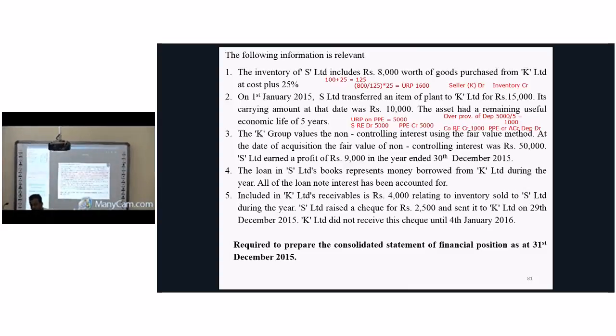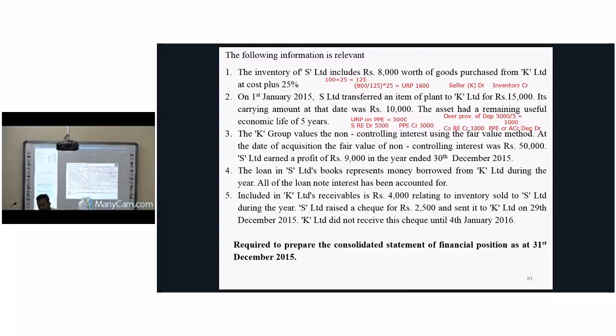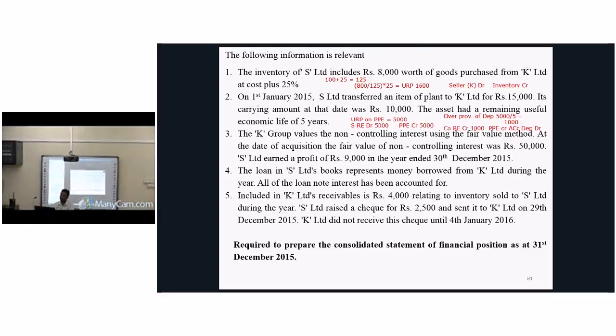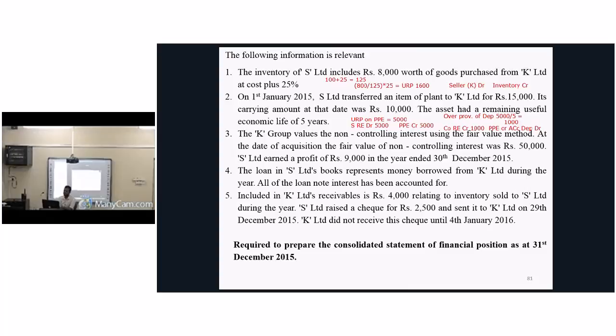Included in K Limited's receivables is 4,000 relating to inventory sold to S Limited during the year. The subsidiary has raised a check for 2,500 and sent it to K Limited on 29 December, but it was received after the year end. It means there is a check in transit of 2,500, which should be cancelled from K's receivable. Therefore, first, there is a receivable of 4,000. We have to cancel that intercompany receivable of 4,000 in full.